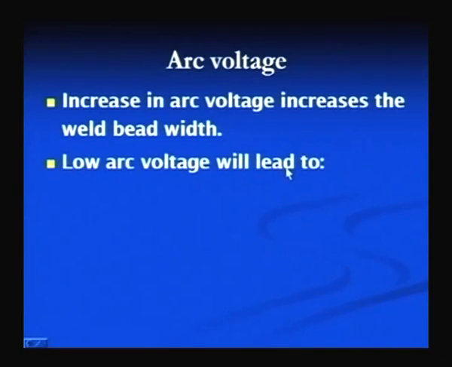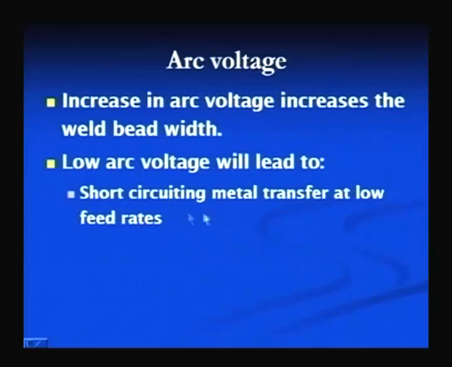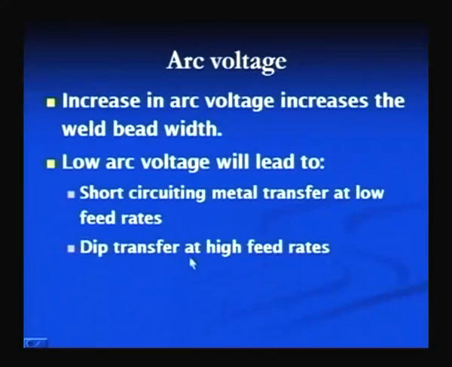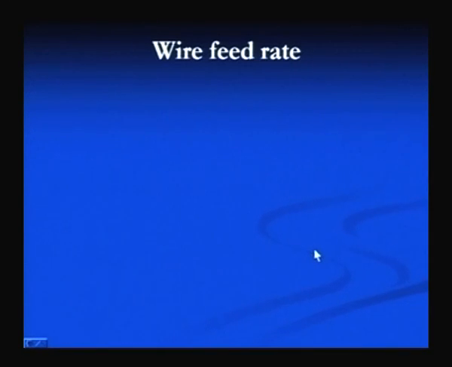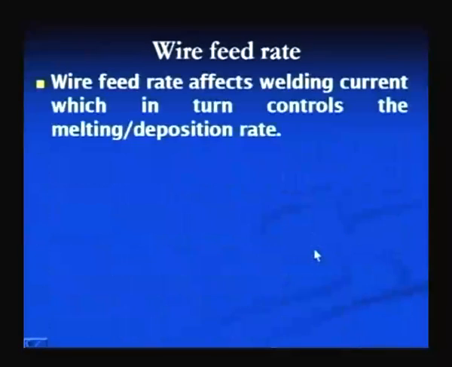Low arc voltage will lead to a number of undesirable aspects like short circuiting metal transfer at low feed rates, dip transfer at high feed rates, and then the wire feed rate is another aspect that affects the success of the gas metal arc welding process. Feed rate affects the welding current, which in turn controls the melting rate, because increase in feed rate increases the welding current, which in turn also increases the deposition rate.